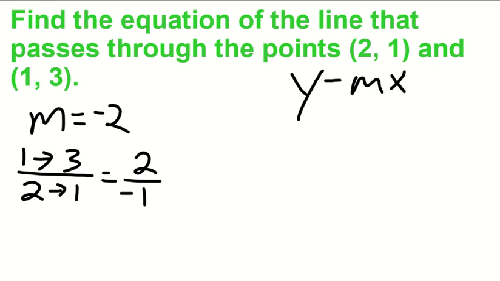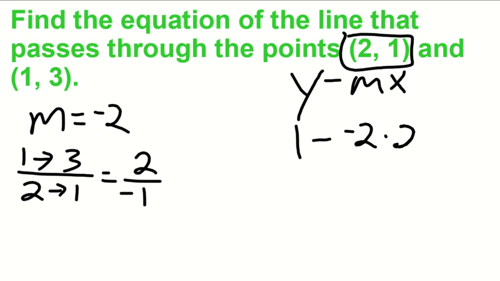All right, so we plug them in. I'll use this point right here, okay? My y value is 1. My slope is -2. My x value is 2. Everybody okay with that part? Just plugging in numbers. Now, what's -2 times +2? -4. So we got 1 minus -4.